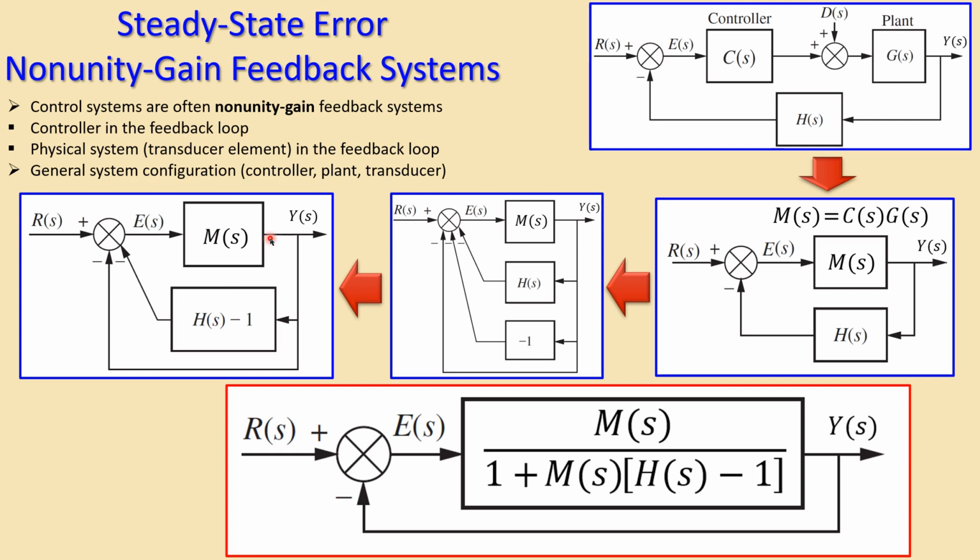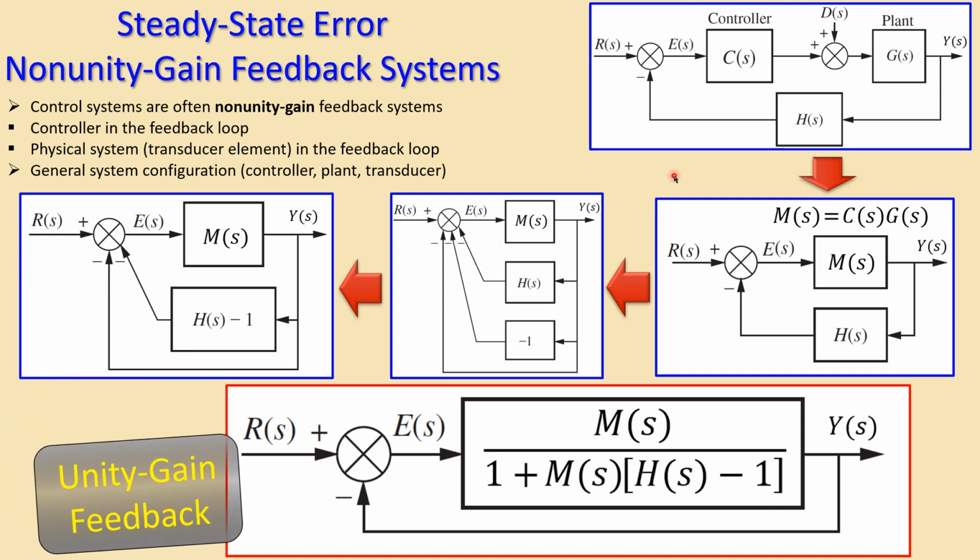That is then M(s), which is the forward path, over 1 plus the loop transfer function that's actually shown here. M(s) over 1 plus the loop. And the loop is M(s) times (H(s) - 1). And now we can use this as the loop transfer function for this situation in order to calculate the errors. So you cannot say in this case that by only multiplying the G, the C, and the H, that's my loop gain. That cannot be done in this case if you want to use the formulas we have discussed so far. Okay, so this is now a unity gain feedback configuration.